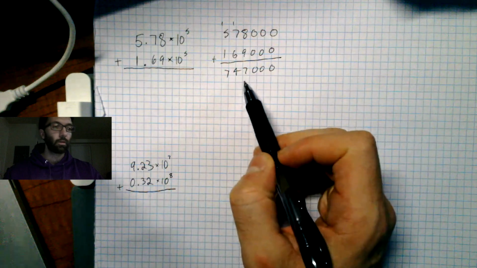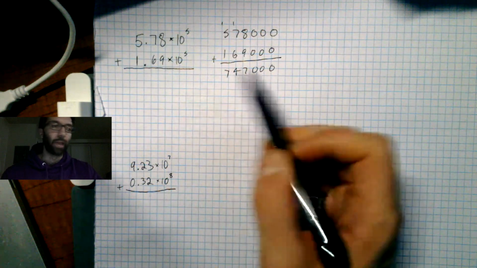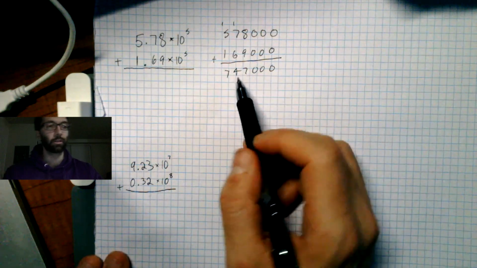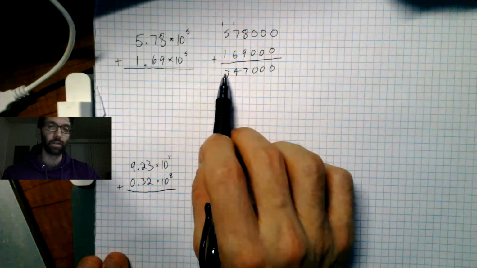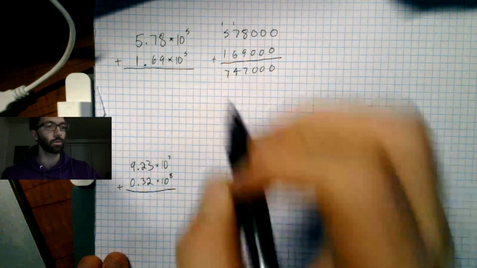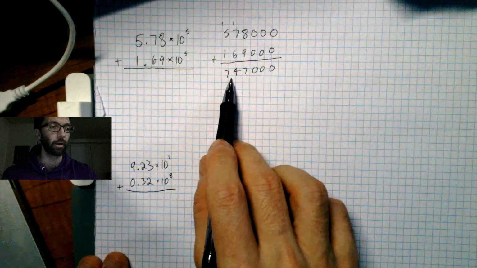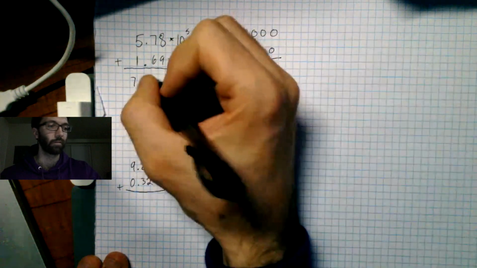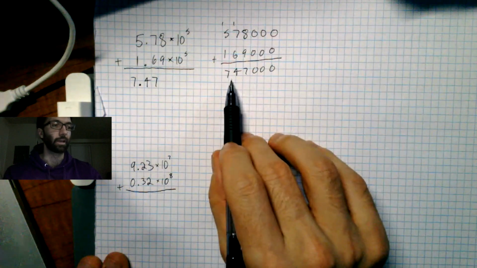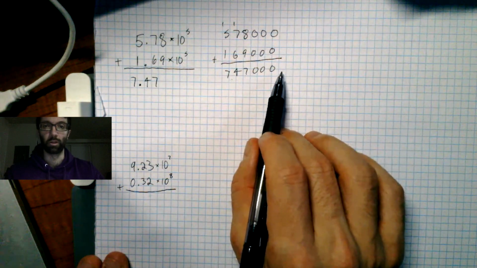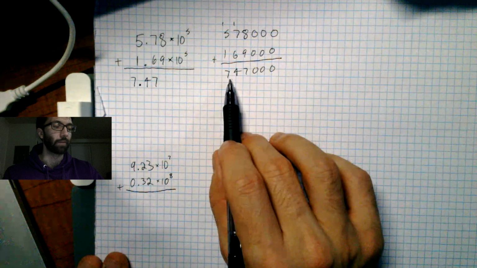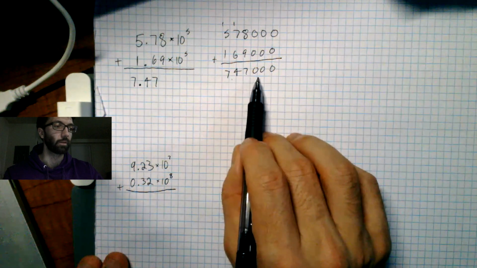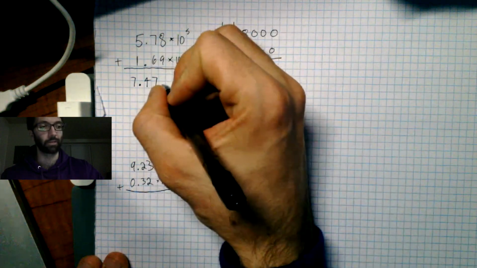and now if I want to put this back into scientific notation, then again, I'm only allowed one non-zero digit to the left of the decimal, so I'm going to have to put my decimal there. So that's going to be 7.47. And then to get my decimal to move to where it belongs, which is the end, I would have to move it 1, 2, 3, 4, 5 times. So I have times 10 to the 5th.